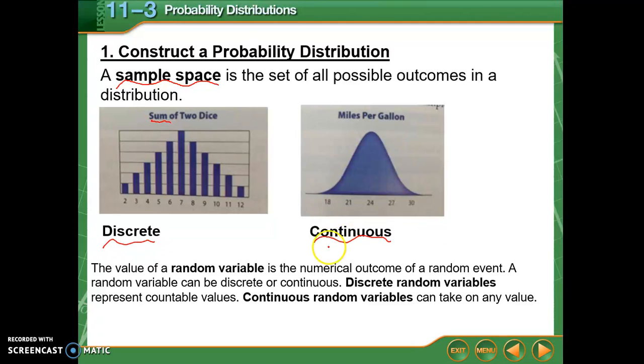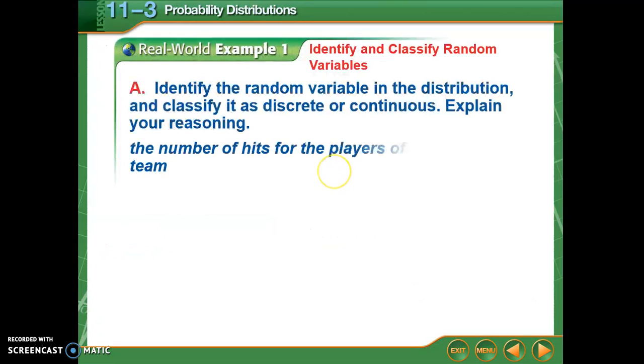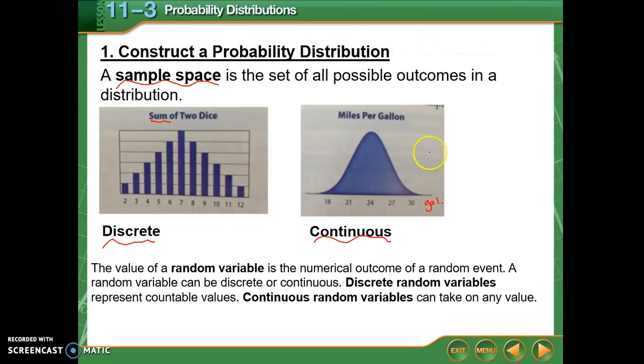Whereas miles per gallon would be a continuous distribution. Well, this axis is probably gallons and then miles. Whoops, sorry, it would be the other way. But both gallons and miles, I can do fractions of those, right? I can use 18 gallons of gas, I can use 18.1 gallons of gas, I can use 18.2. I can take on any value from 18 to 30 here, but in a discrete distribution, I can only take on here the values 2 through 12 and nothing in between.